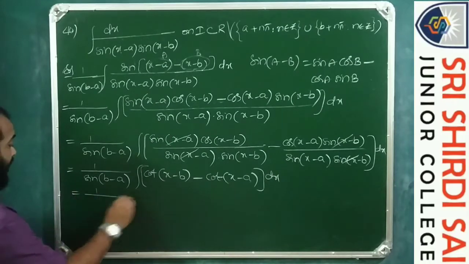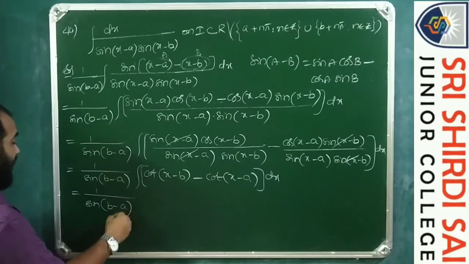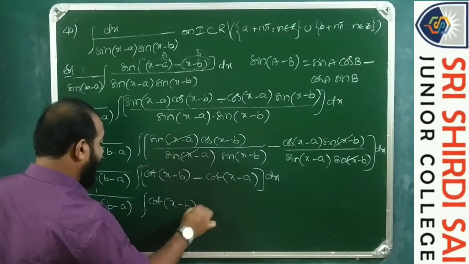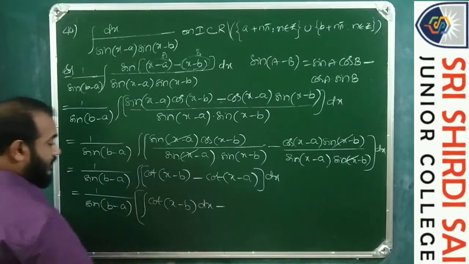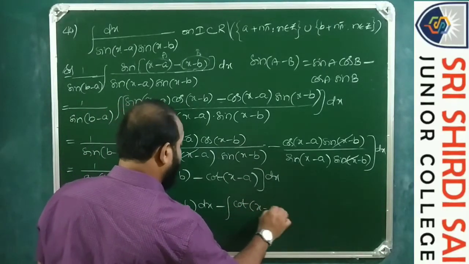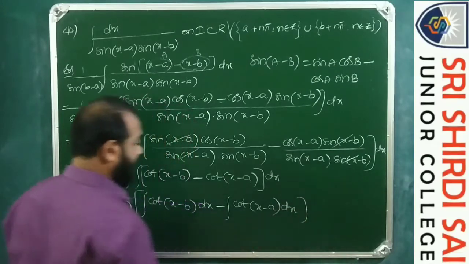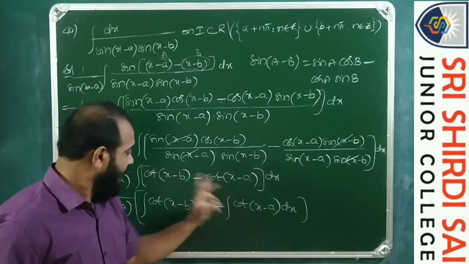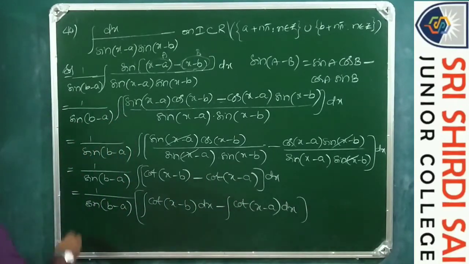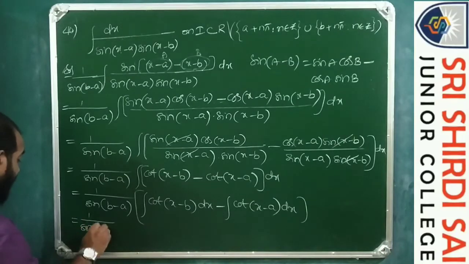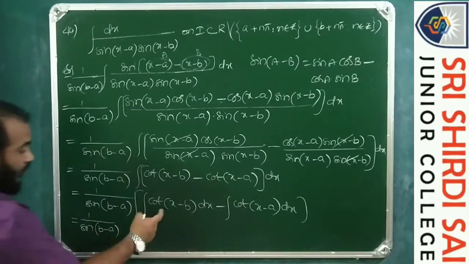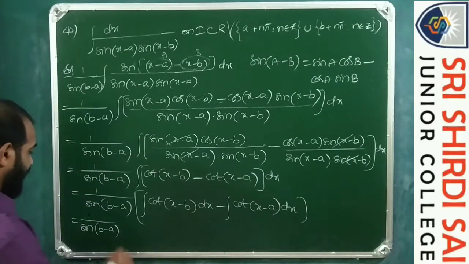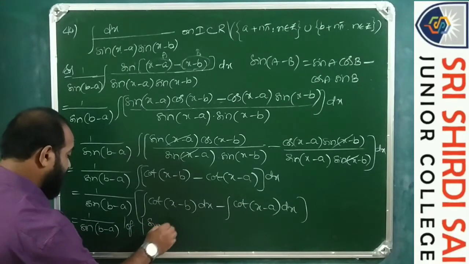This is equal to 1 by sin(b minus a) integral cot(x minus b) dx minus integral cot(x minus a) dx. So the integral dx is distributed for these two terms. Now this is equal to 1 by sin(b minus a) into, we know integral cot x dx is log mod sin x. So this is log mod sin(x minus b).